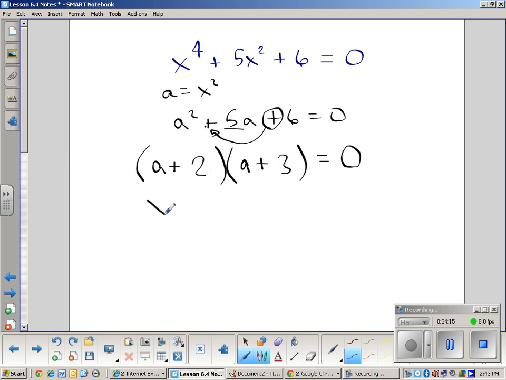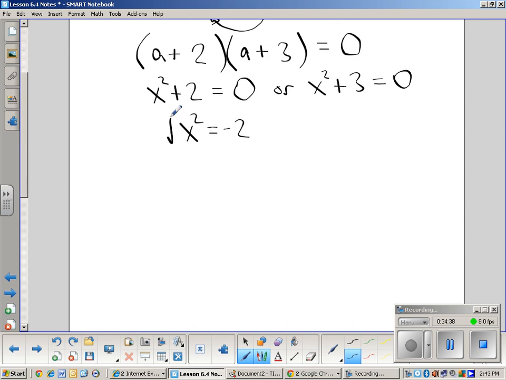So then x squared plus 2, can I jump to here? Equals 0. Or x squared plus 3 equals 0. I'm sorry, yes. I messed that up. Okay? So x squared equals negative 2. Square root. So when I square root both sides, plus or minus.